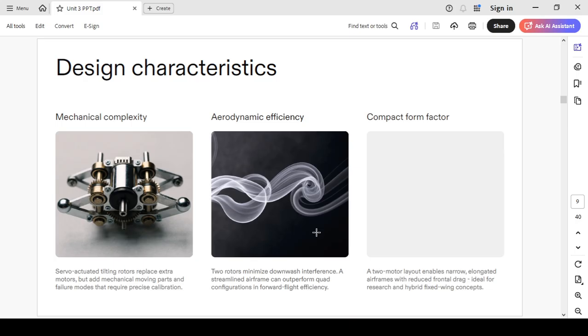So coming to the design characteristics, they are mechanically complex, aerodynamically efficient, and compact in form. The servos and actuators should all be taken into care. The example of why we are talking about Bi-Copters is a bit of complexity, because the four motors are replaced by two motors, and those two motors can work based on these cases. The aerodynamic efficiency can be improved using the two motors. Downwards interfaces can be streamlined.